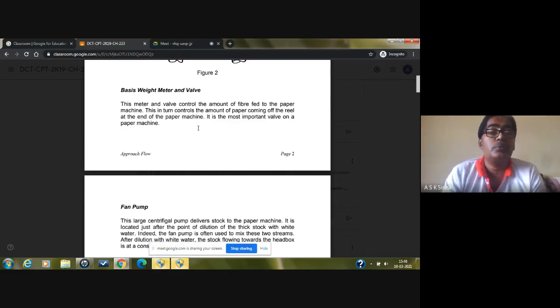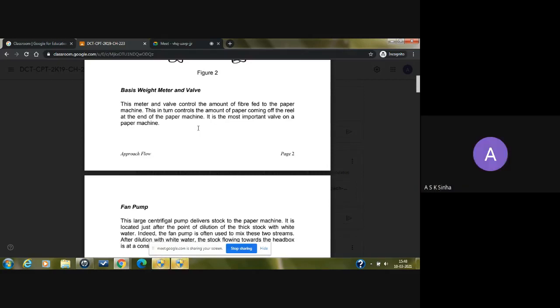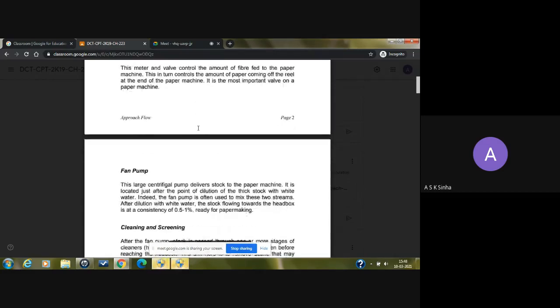That means, for example, earlier we were making 60 GSM newspaper for some newspaper company. Then we try to make 75 GSM copier paper. So by increasing the opening in the basis weight valve, we can increase the GSM of the paper, right? So you can make different GSM of paper.